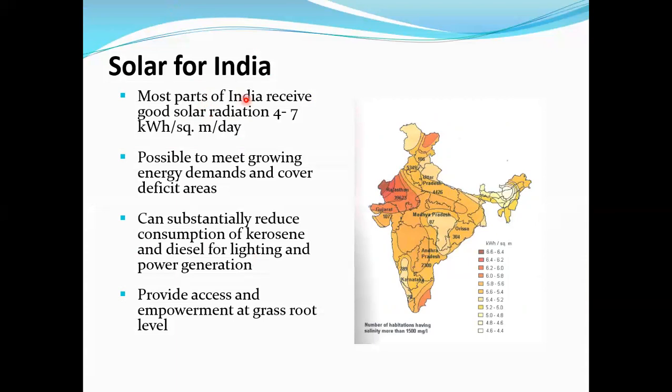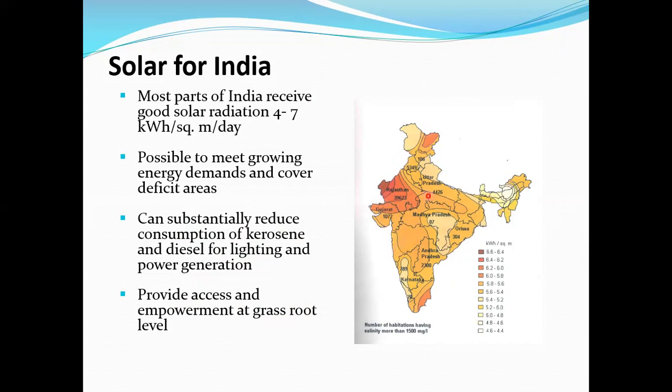Most parts of India receive good solar radiation, that is 4 to 7 kilowatt-hours per square meter per day, and it is possible to meet growing energy demands and cover the deficit areas. It can substantially reduce consumption of kerosene and diesel for lighting and power generation. So we can depend on solar energy. Nowadays many homes use solar batteries as backup. Solar also provides access and empowerment at a grassroots level.